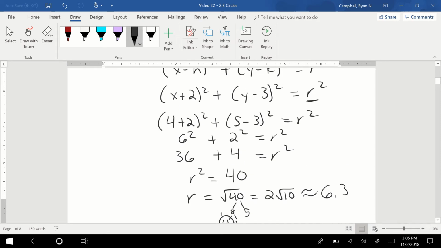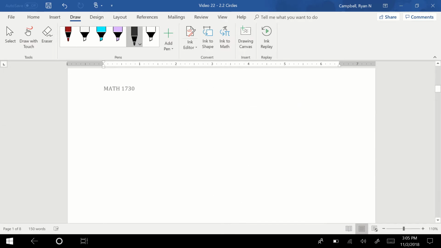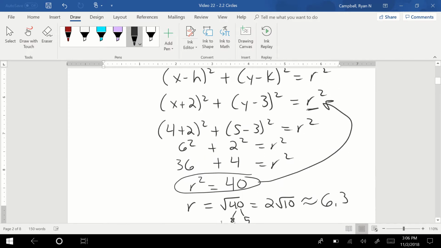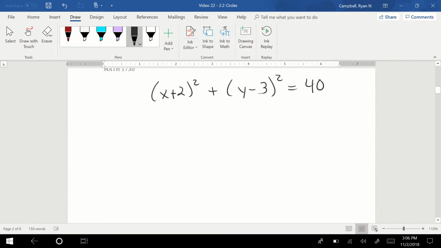So really, ultimately, if we're just doing the equation, we really just need to know what r squared is. We don't really need to know what r is. So we ultimately just plug this back into our equation. So our answer is going to be (x plus 2) squared plus (y minus 3) squared equals 40. All right, good.